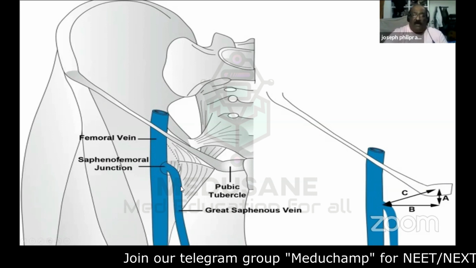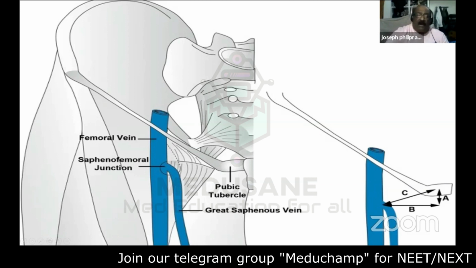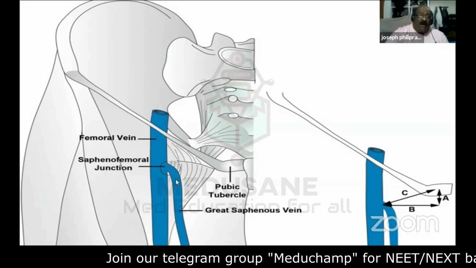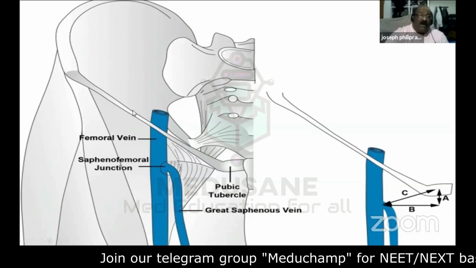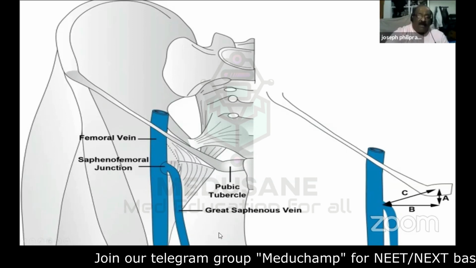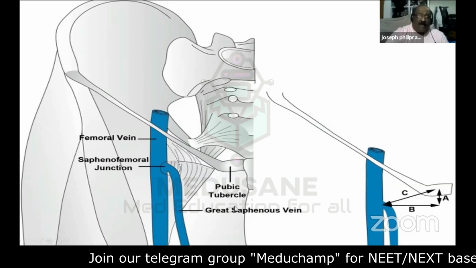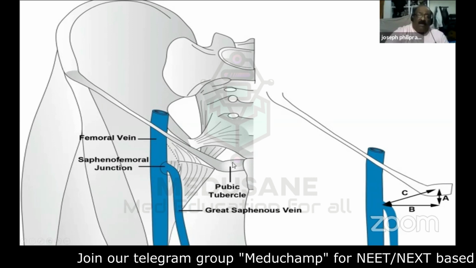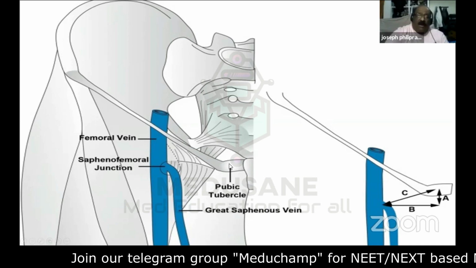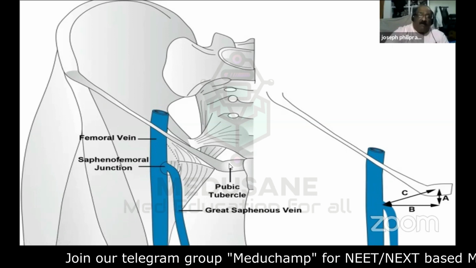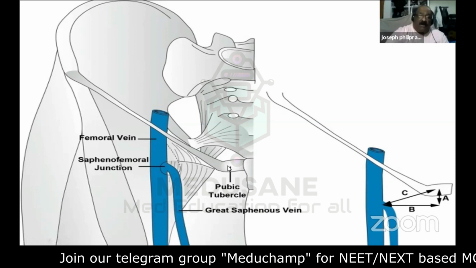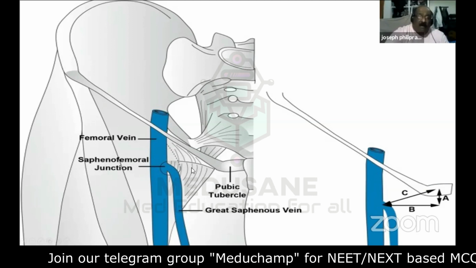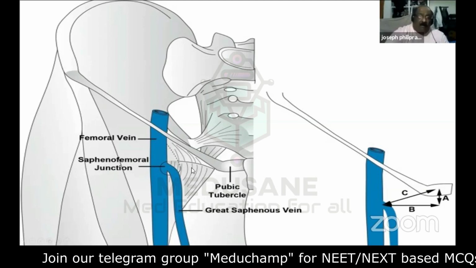So we should be able to make out what is the thing. Now, when you are looking for the saphenofemoral junction, it is usually below the inguinal ligament. When you follow the adductor longus tendon, it will reach the first bony prominence, that is the pubic tubercle. From there, it is about 2.5 centimeters lateral and below. So that is the area for the saphenofemoral junction.